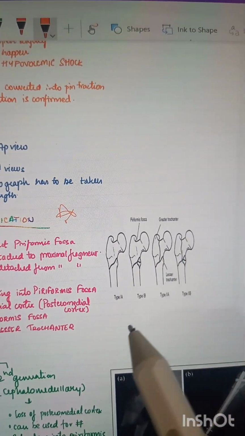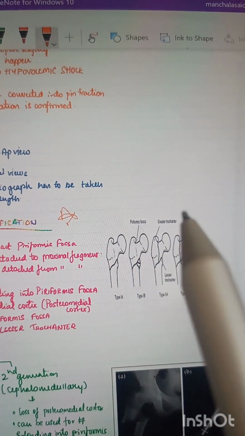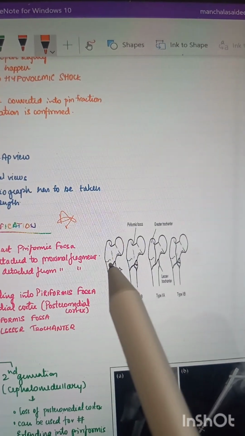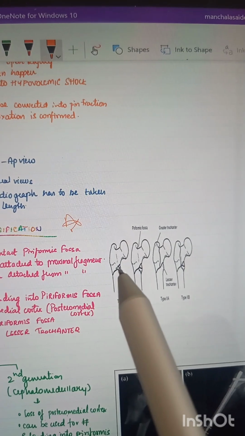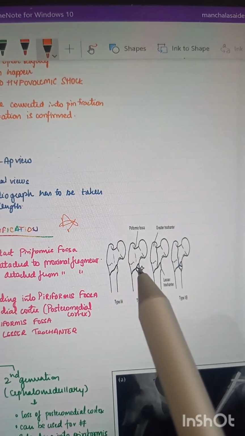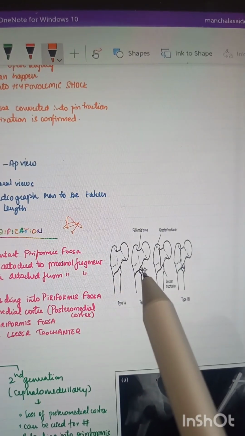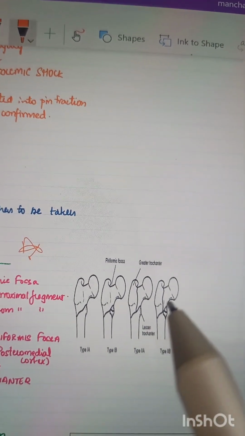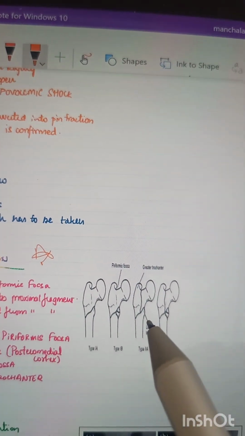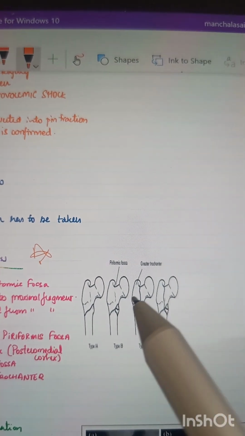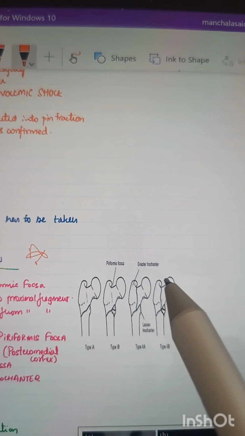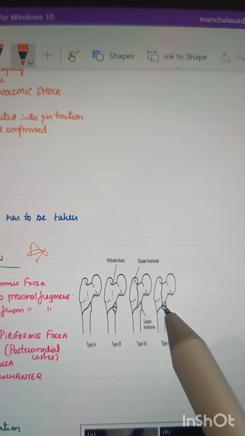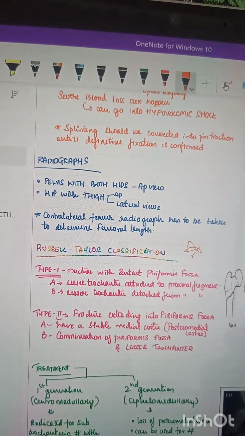When the piriformis fossa is intact, it is type 1, which is further divided into 1A and 1B. In 1A, you can see that the lesser trochanter is in contact with the proximal fragment. Here, in 1B, the lesser trochanter is detached from the proximal fragment. Type 2 is further divided into 2A and 2B. In type 2A, the posteromedial cortex is involved. In type 2B, you can see that the comminution is extending into the piriformis fossa and also into the lesser trochanter. So that is Rizal-Taylor's classification.